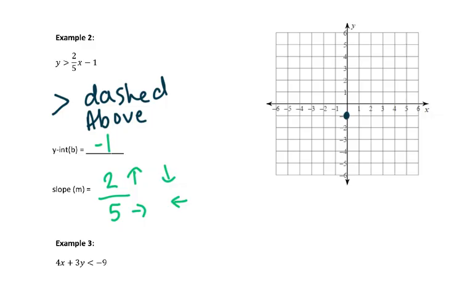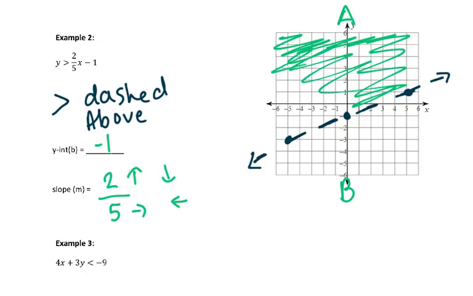So let's start at -1. We're going to go up 2 to the right 5, and then we're going to go down 2 to the left 5. You guys are going to take your ruler, and remember it's dashed. So we're going to do dashes, making sure it's very clear that there are spaces in between the dashes. We're going to put an A on the top and a B on the bottom. And we're above, so we're going to shade the side that has the A. So the side that has the A is everything on this side.